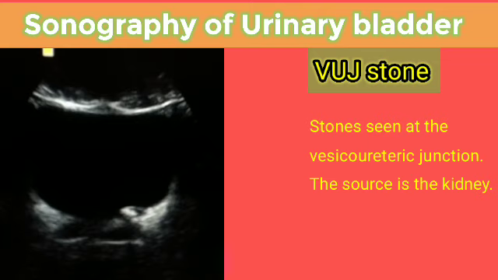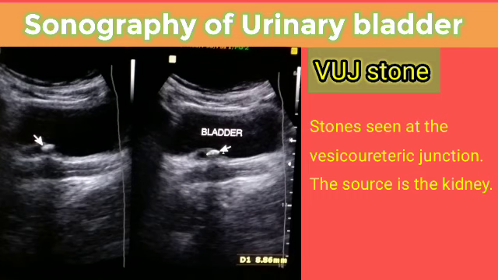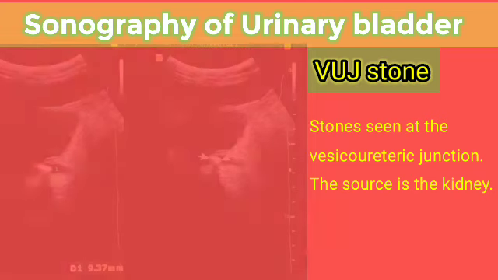VUJ stones. These are stones seen at the vesicoureteric junction. The source is usually the kidney. You can look at the calculus there at the right vesicoureteric junction. You can appreciate the posterior acoustic shadows in pink. The stone measures about 8.8 millimeter.